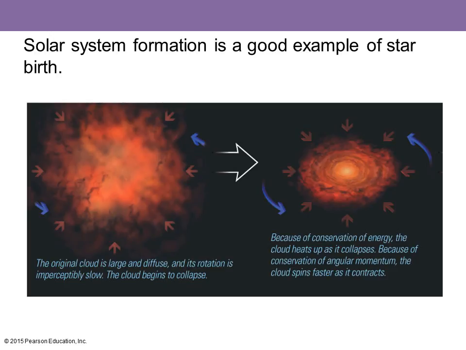Solar system formation is a good example of star birth. We've talked about solar system formation in the past, where a cloud of gas and dust coming together forms planets and a star. We'll take one individual star, which basically goes through the same process, with the gas cloud being large and diffuse, and then as particles come closer and closer together, conservation of energy dictates that those particles start to spin.